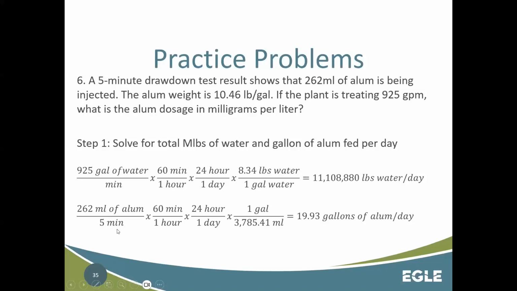So we know that we fed 262 milliliters of alum in 5 minutes. Again, we're going to get to days: 60 minutes in an hour, 24 hours in a day, cancels our hours and our minutes. And then, this is something you'll have to look back at your reference sheet for, 1 gallon equals 3,785.41 milliliters, for 19.93 gallons of alum per day.